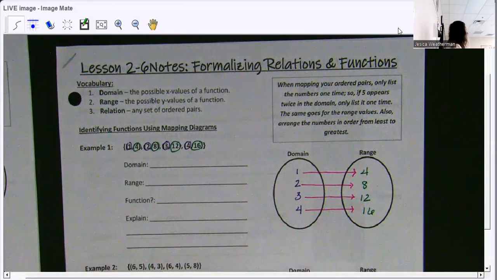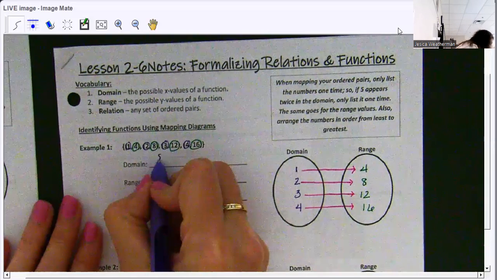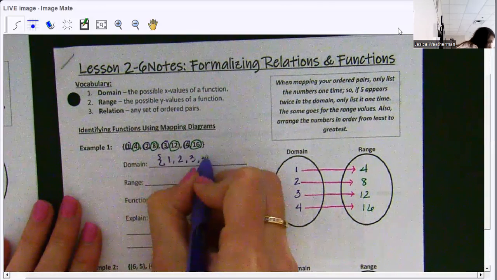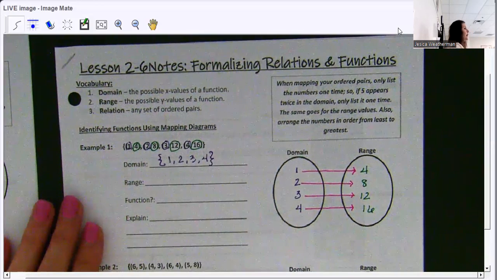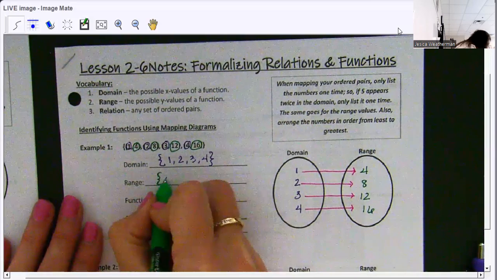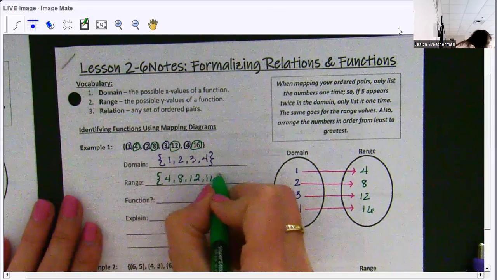So how do I write out my domain and range? Well, my domain is just the list of X values. So I'm going to write that with this little squiggly bracket. 1, 2, 3, and 4. Okay, so if you were to graph this, it would be every number that is on that vertical line for the x-axis. Our range is going to be written the same way: 4, 8, 12, and 16.